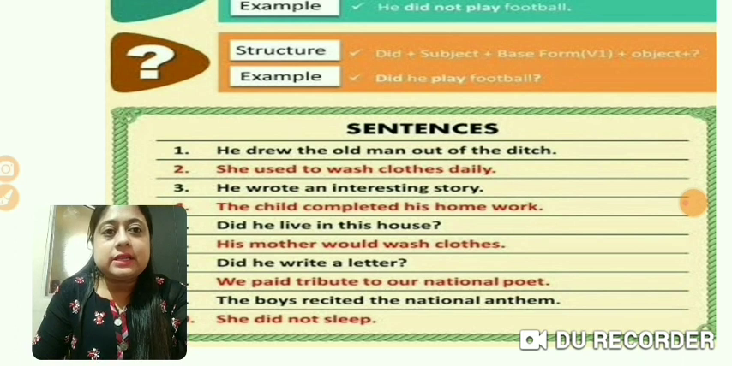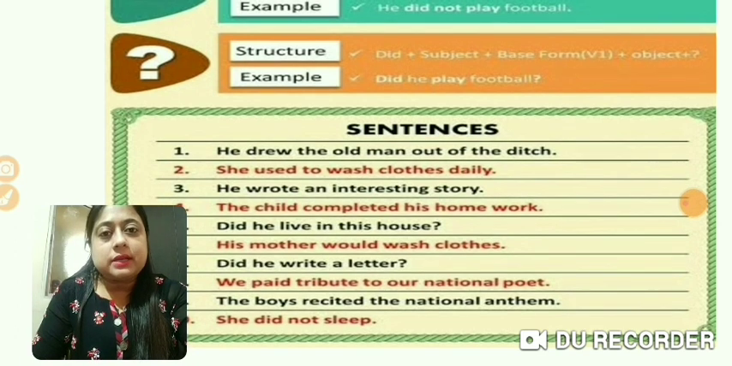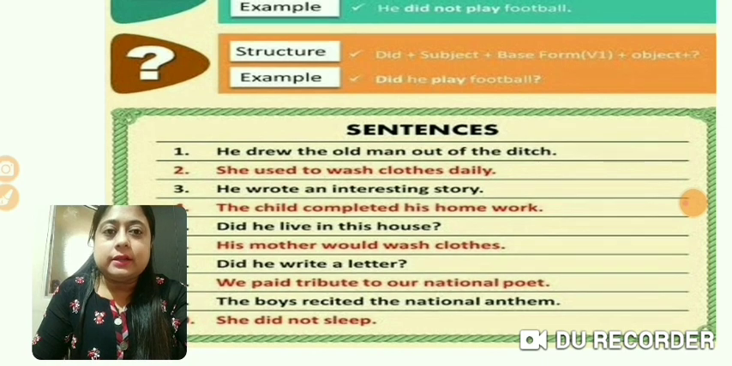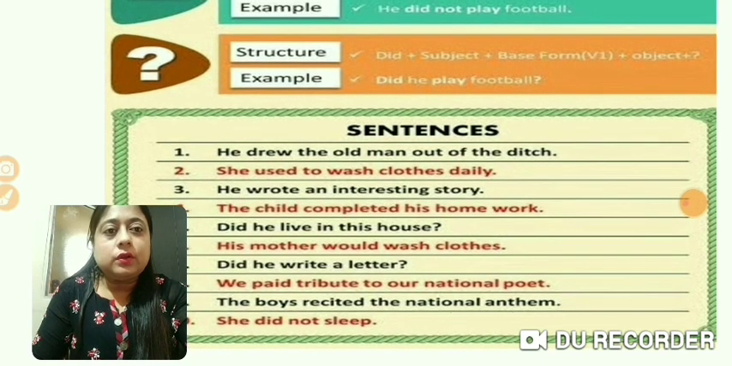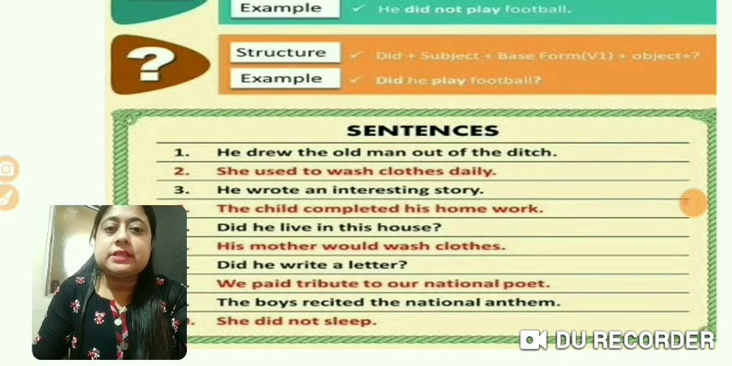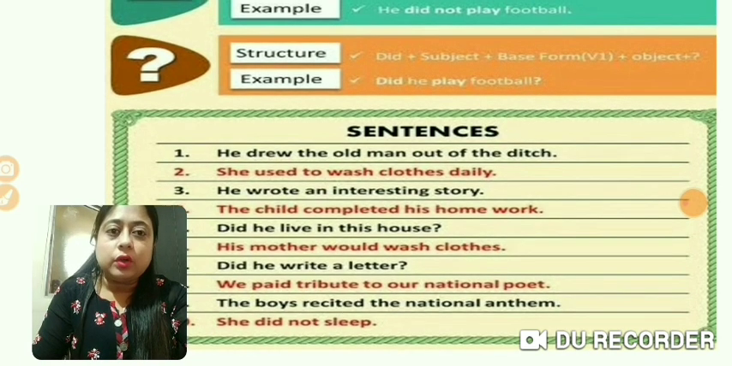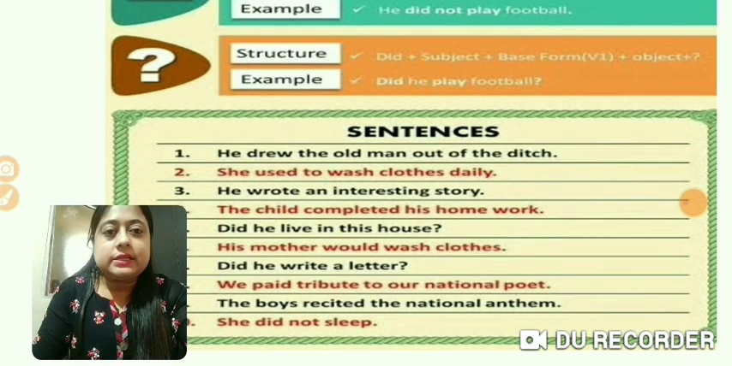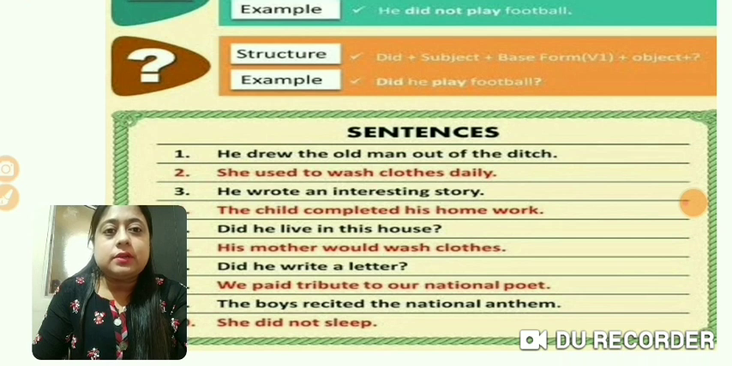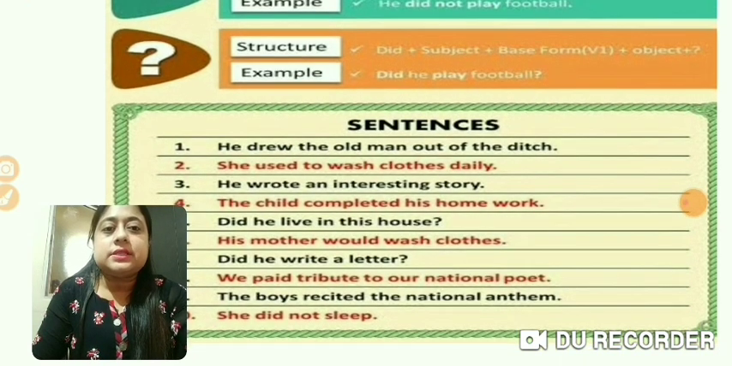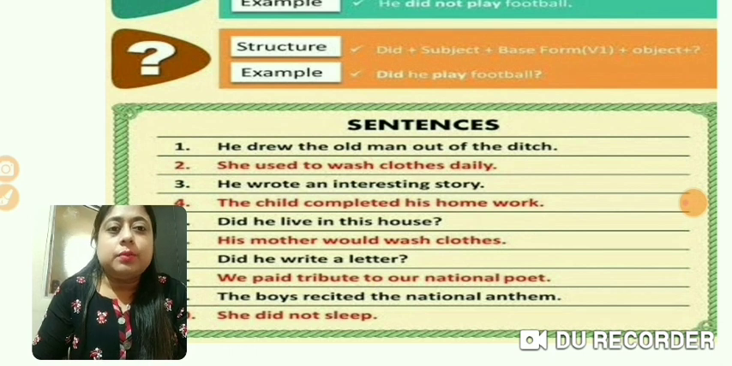Did he live in this house? So whole sentence is in past because we have used did. His mother would wash clothes. So which is the past form of the verb? Would. The present will be will and the past is would. Did he write a letter? So we have used did. That's why we are using write, not written or wrote. We paid tribute to our national poet. So we are using paid. The boys recited the national anthem and she did not sleep.